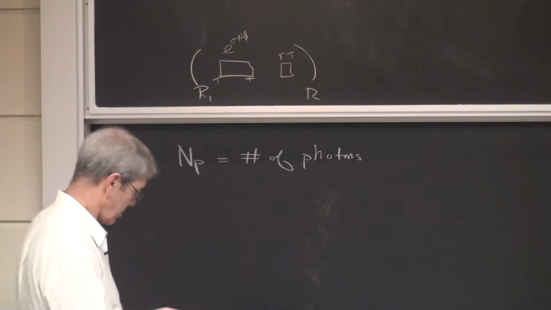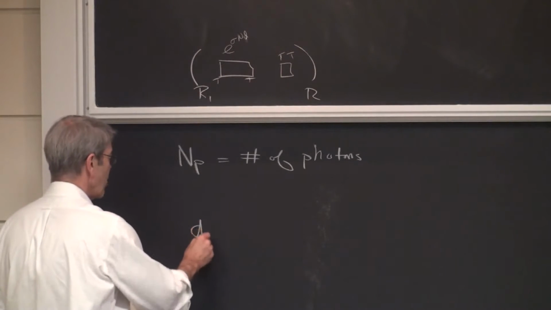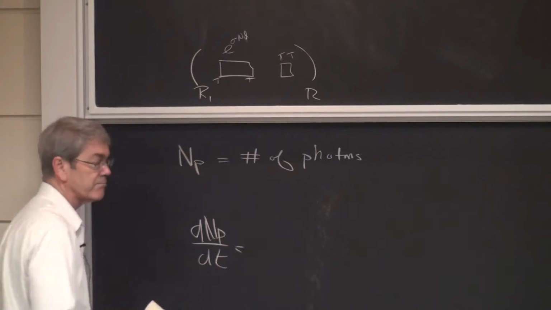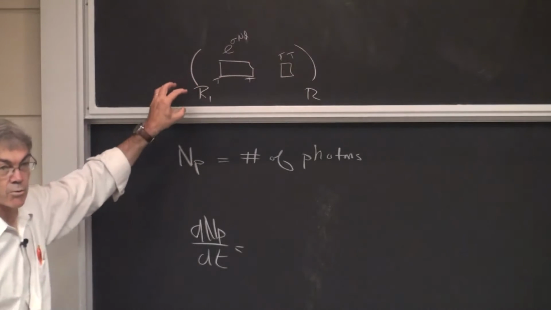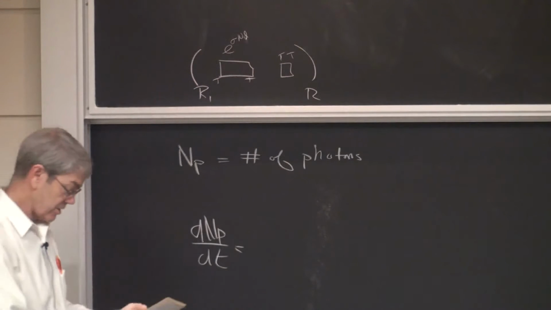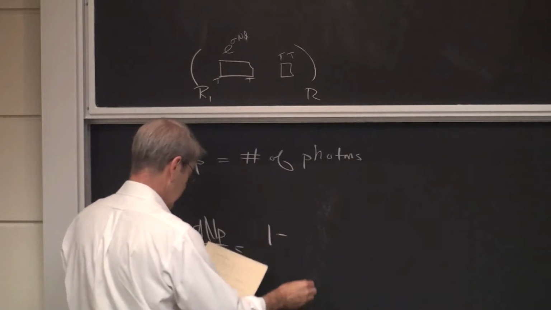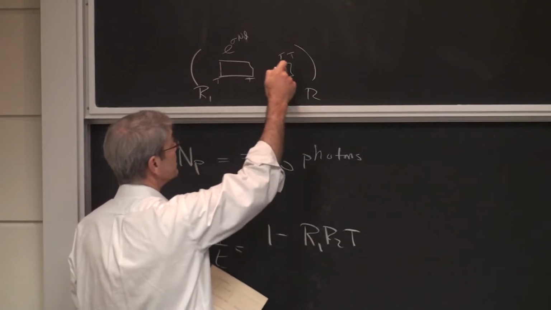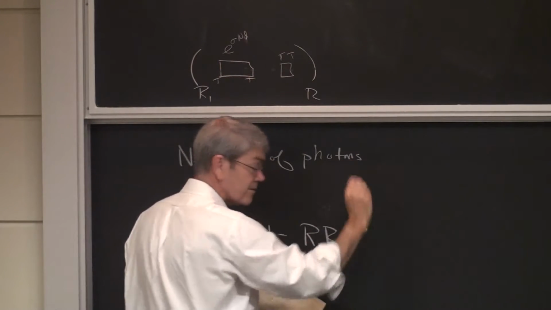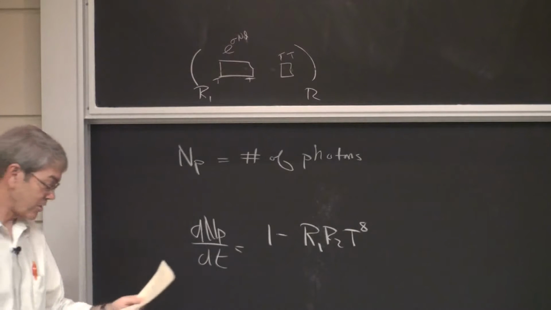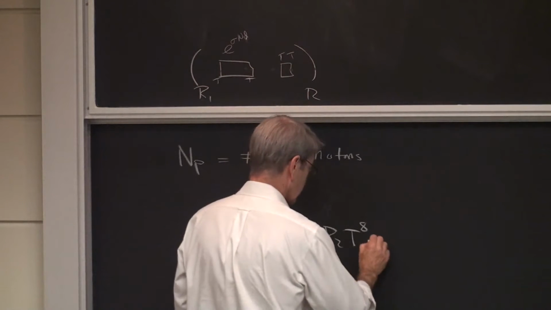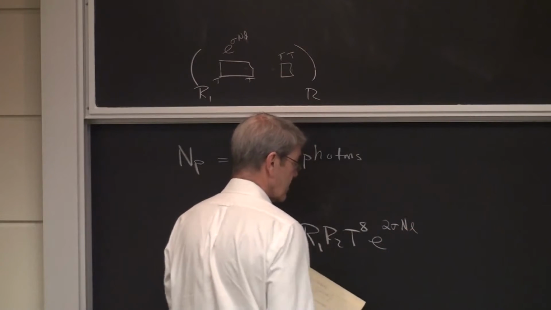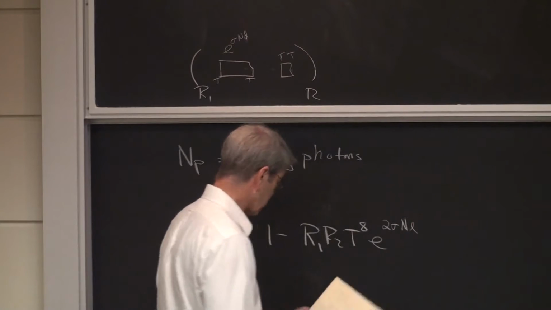So we've done this about 1,000 times. The rate at which photons are lost, dN_p/dt, is just going to be, take a blob of photons, run them through. 1 minus whatever's left is what was lost. So it's going to be 1 minus what's retained: R1, R2, T to the 8th. I'm going to go through 8 windows. I'll assume they have the same transmission. I'll have some sort of gain here, e to the 2 sigma N L. And that should probably do it.